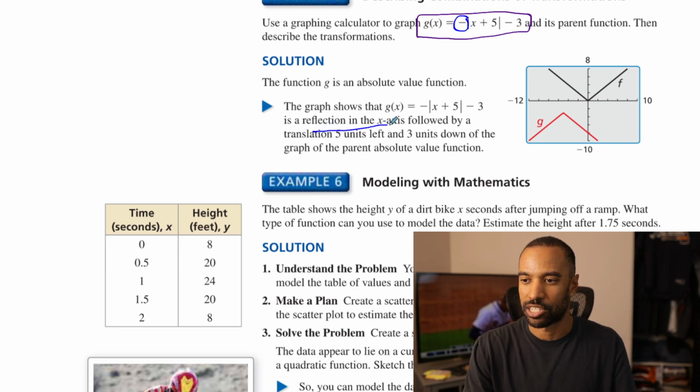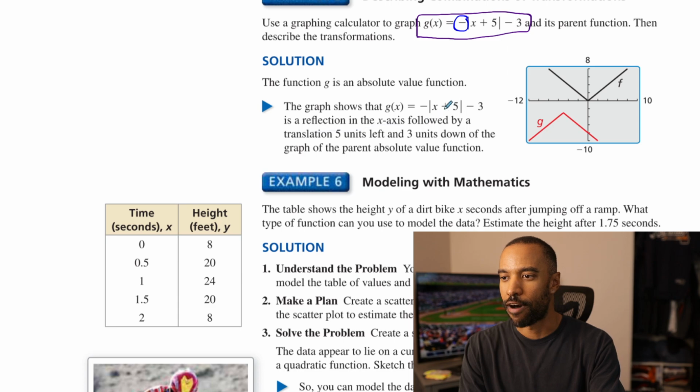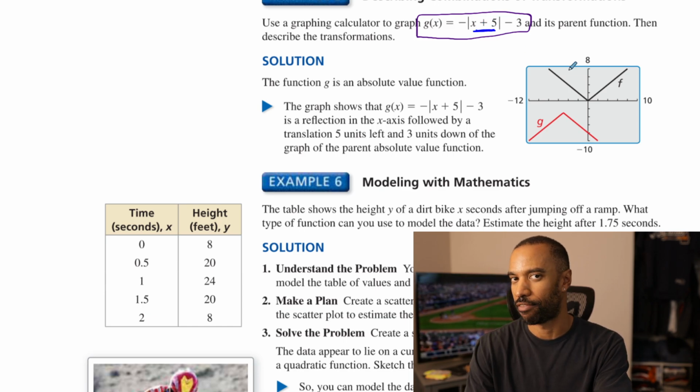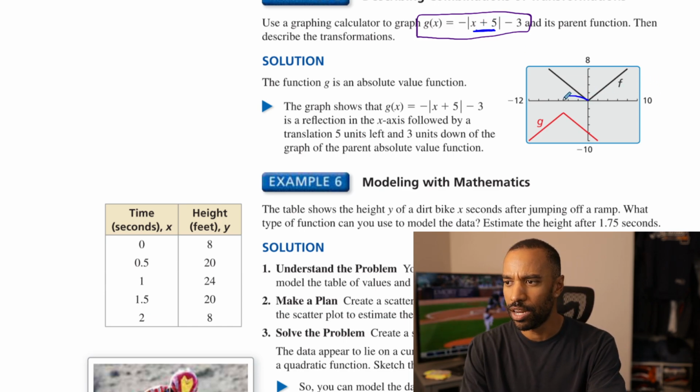So it's a reflection in the x-axis because of that. Now, they say followed by. What else is here? Inside the function, this x plus 5, as I do the graph, as if I'm the graphing calculator, you're going to say, well, it went over 5 units to the left, and it did. It went 5 units to the left, and that's what the plus 5 here is for.